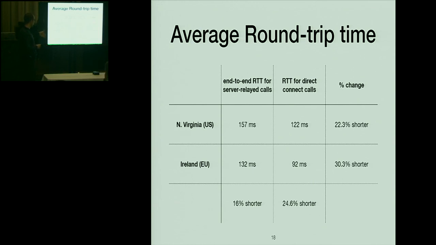And we have also observed a difference depending on the region. Server relayed calls have 60% shorter RTT in Ireland than in North Virginia, and direct connect calls have 24% shorter RTT in Ireland than North Virginia.